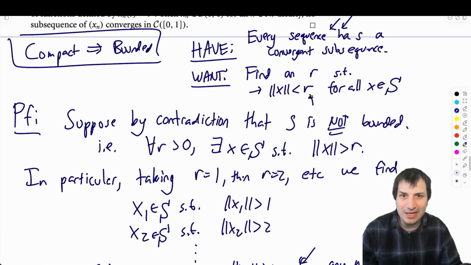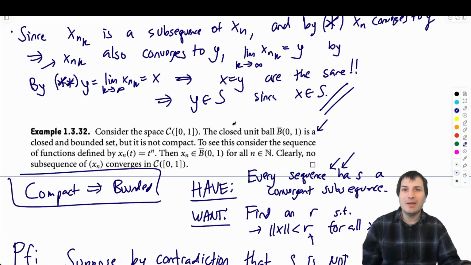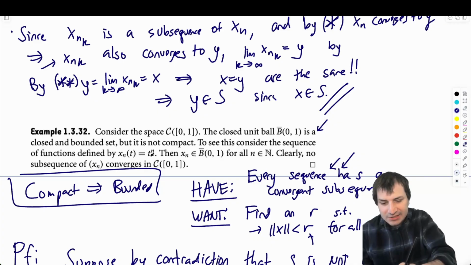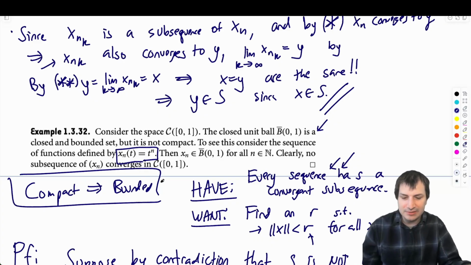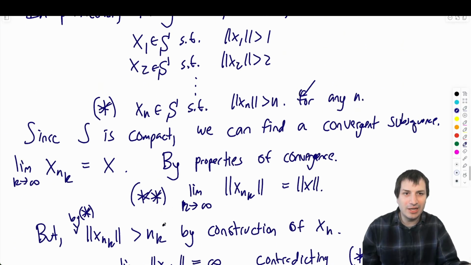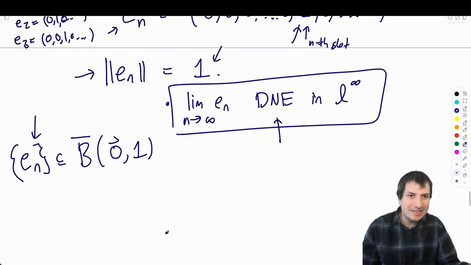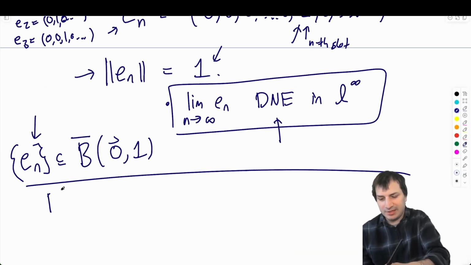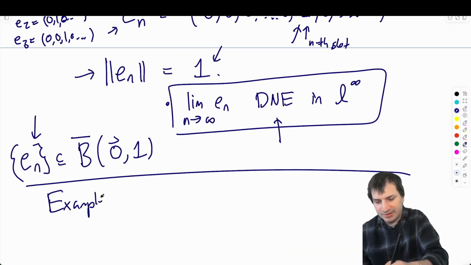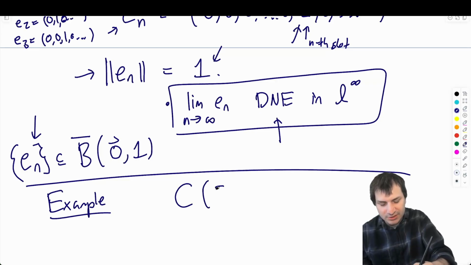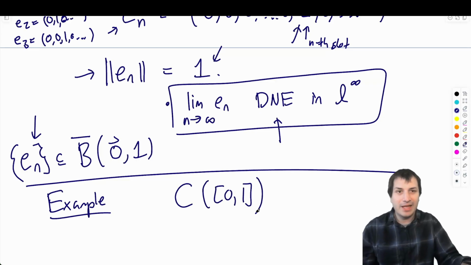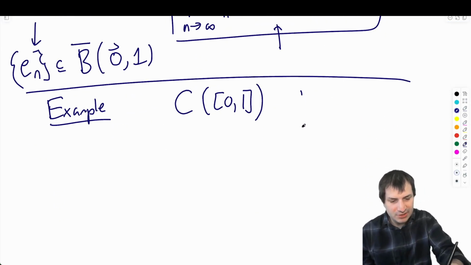What does the textbook say? The textbook also wrote an example. They wrote the example of the functions t to the n. That's a nice example. So here's example number 2. This example is more complicated. This is the example in the space of continuous functions on [0,1], and they look at the sequence of functions of powers.